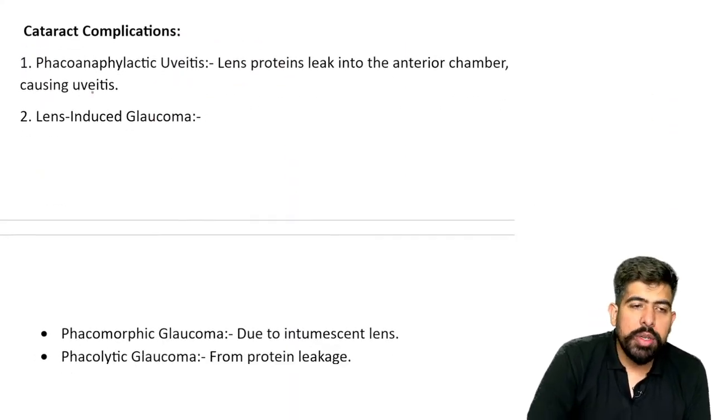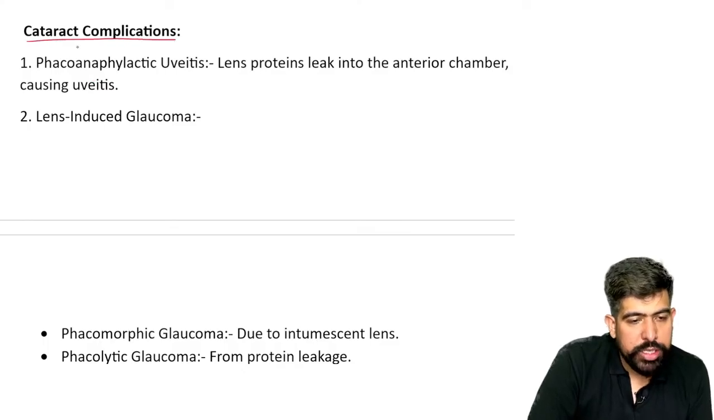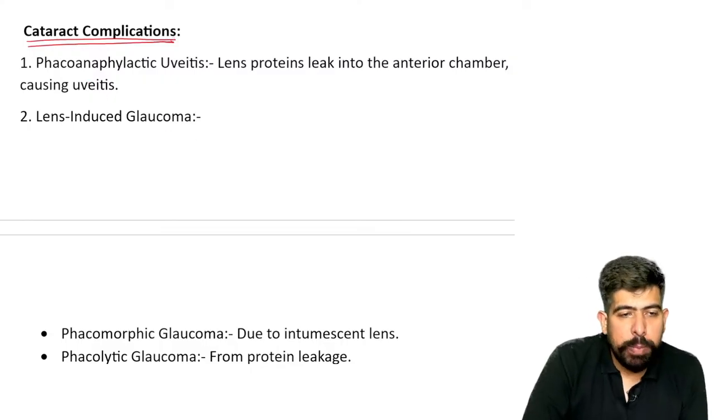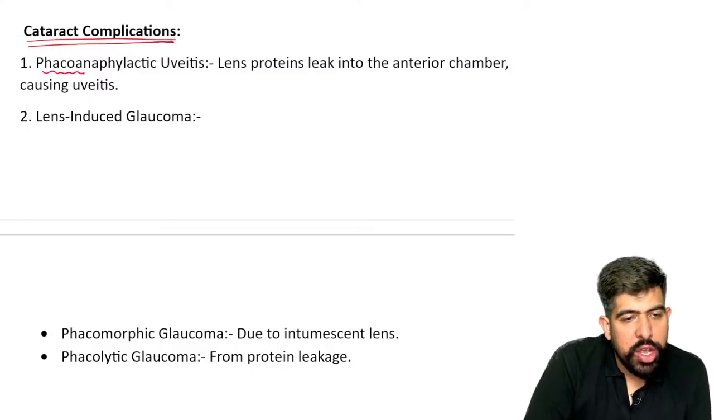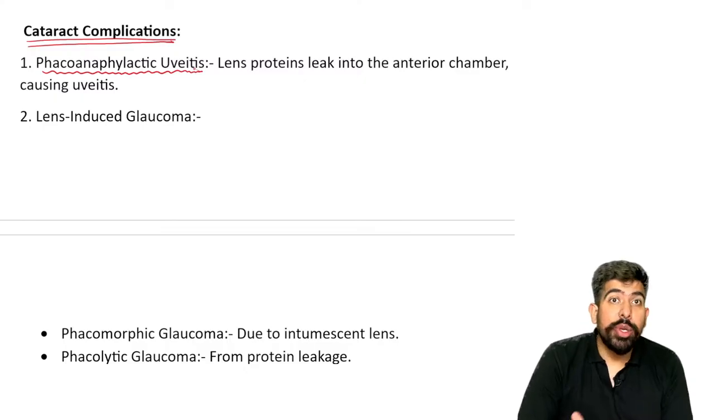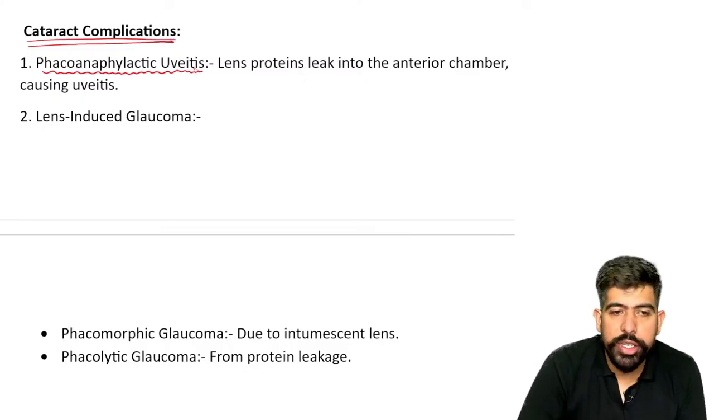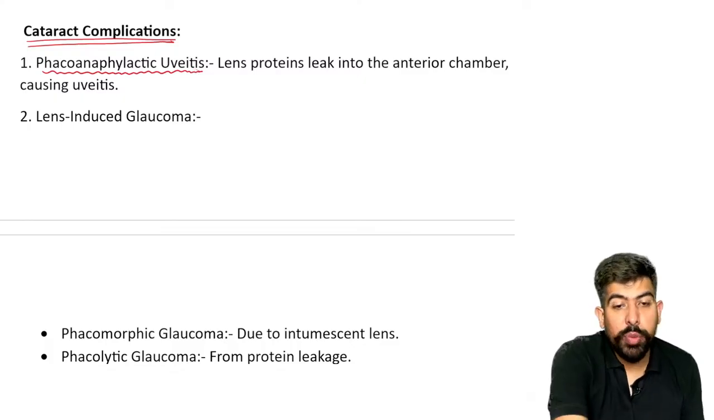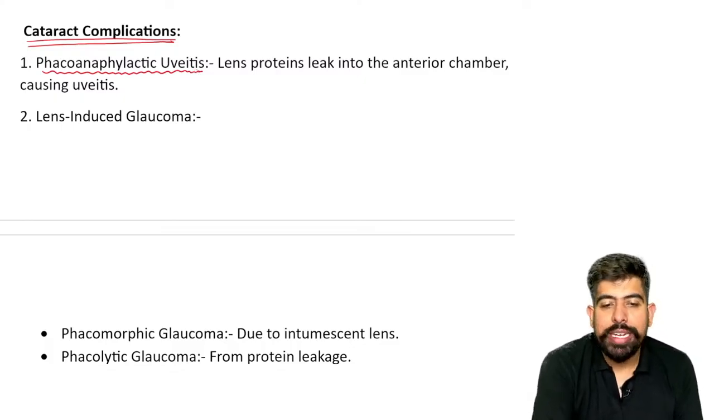Now, talking about the cataract complications, what complications can we see in a cataract patient? Please remember about it. The first one is phacoanaphylactic uveitis. As we talked about yesterday in the anatomy of the eye, the intermediate vascular layer is also known as the uveal tract. Inflammation of that middle layer is known as uveitis.